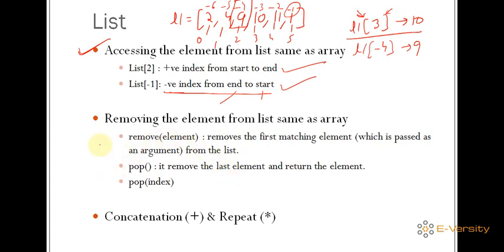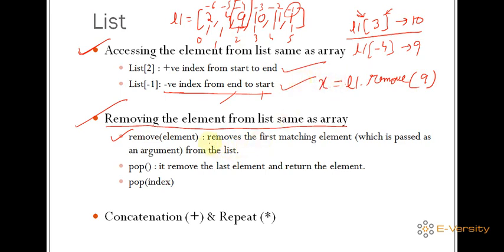Now the third one is how we can remove an element from the list, same as an array. If you want to remove an element, the first option is remove. Suppose we have a list 2, 4, 9, 10, 11, 1 and I want to remove 9, so I can write L1.remove(9). It is basically removing the element 9 from the list, and if you want to store it, you can store it into a variable x. It removes the first matching element.